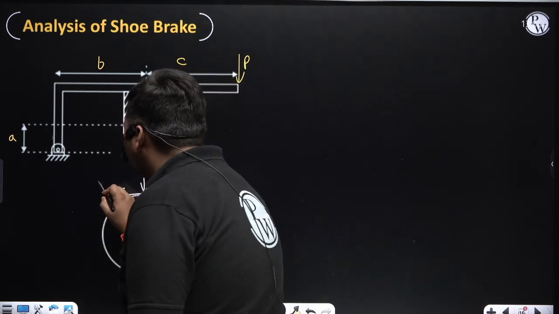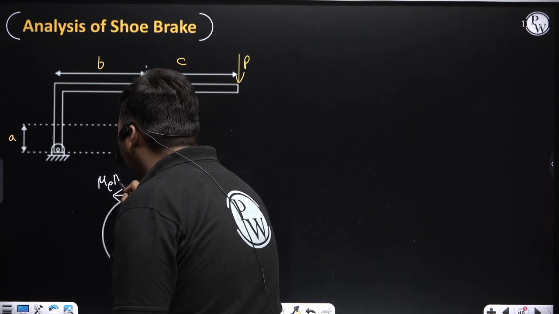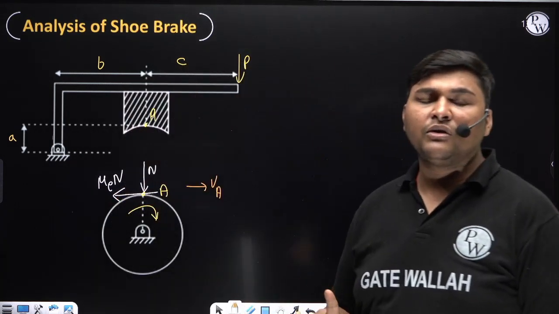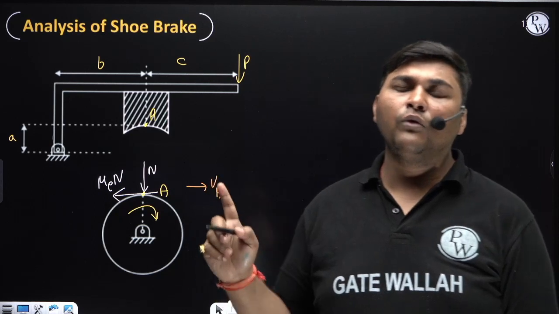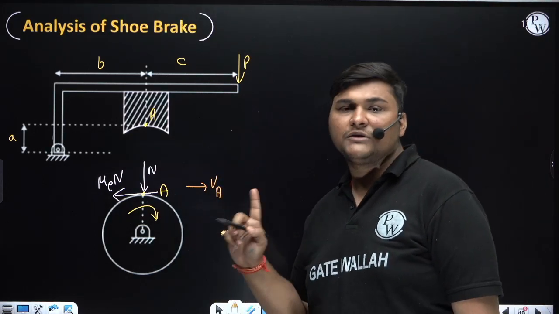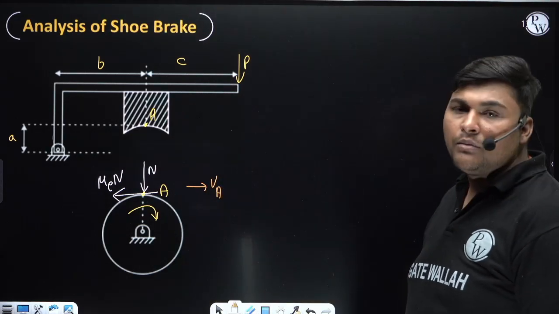Now the magnitude of this friction force will always be mu equivalent into N, where for a short shoe brake mu equivalent is equal to mu. For a long shoe brake, the formula to calculate mu equivalent I have already explained. Okay, so it is the FBD of the drum.